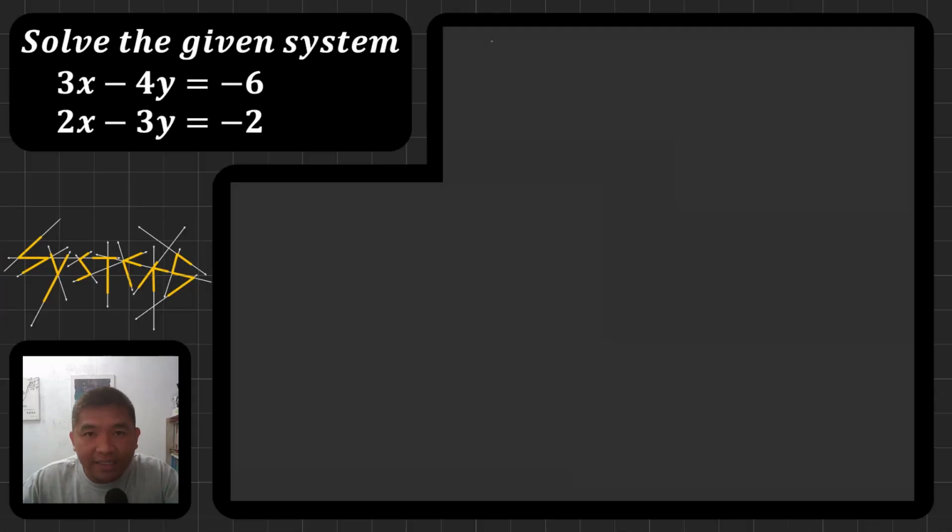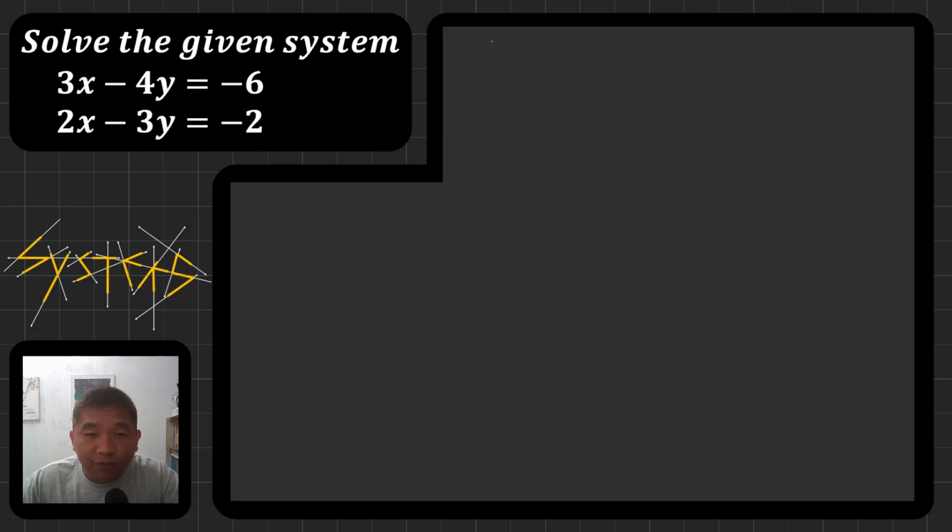Hello there! Now we are to solve this given linear system. We have 3x minus 4y equals negative 6, and then we have 2x minus 3y is equal to negative 2. This is a system of linear equations in two variables. We have x and y variables here that represent a point in the Cartesian plane. They are also considered to be linear equations since the exponents of x and y are just 1.